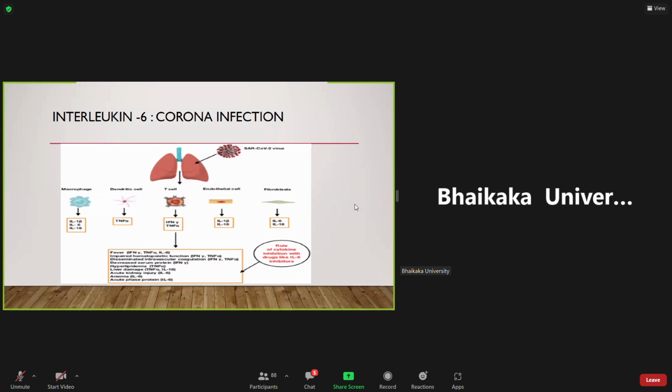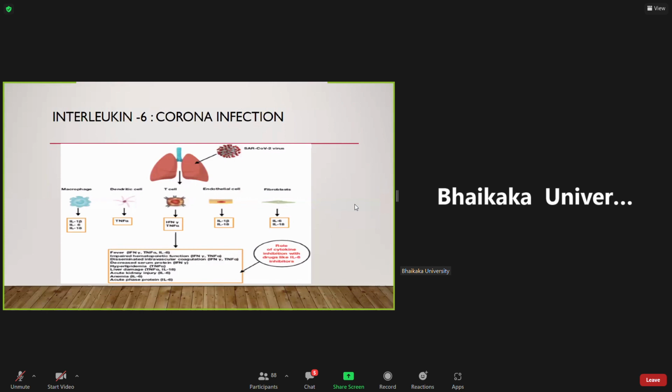As you can see, I've already explained the COVID infection to you. The SARS-CoV-2 virus is coming to the lung. It is activating the T cells, which are releasing interferon gamma and tumor necrosis factor alpha. Then other activation is from the dendritic cells, which are releasing tumor necrosis factor alpha. Macrophages are secreting IL-1, 6, and 18. Endothelial cells are also secreting IL-1 in different forms, IL-1 beta, and then there is IL-18. And the fibroblasts are again secreting IL-6 and IL-18, right?